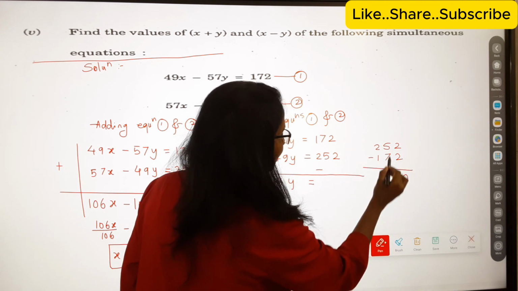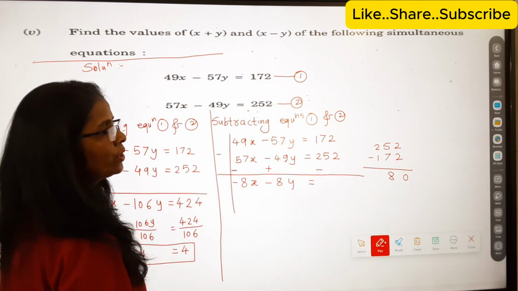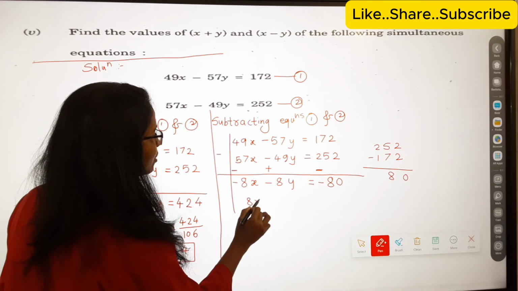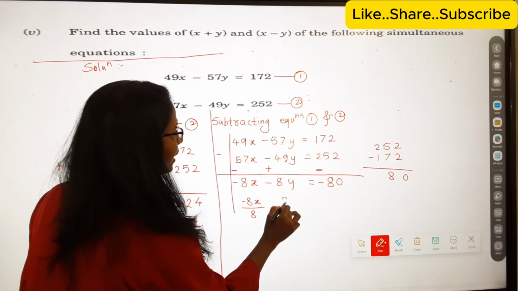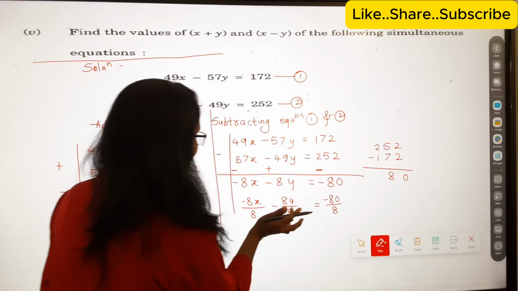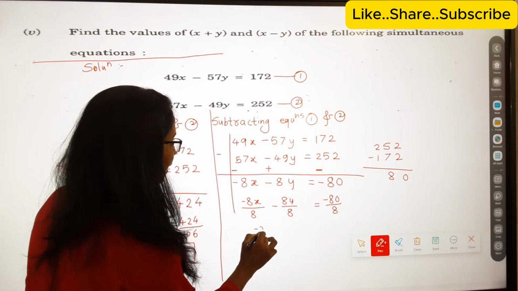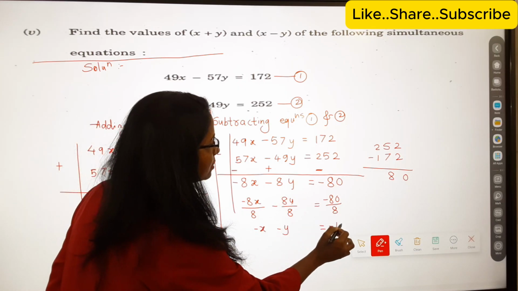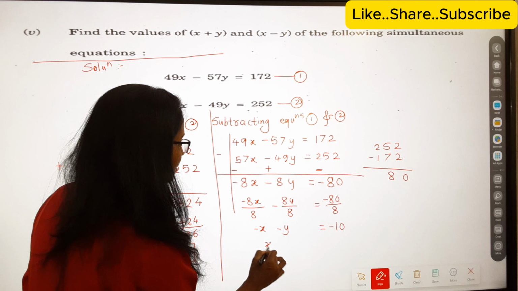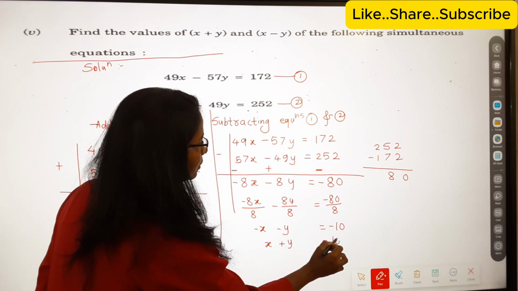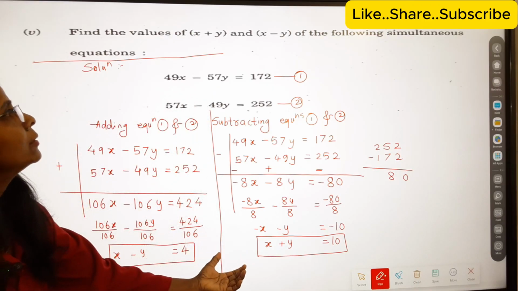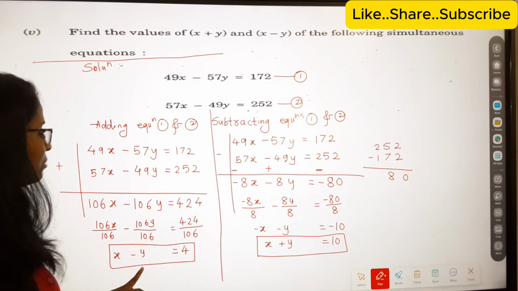That gives minus 80. Now we divide both sides by 8: minus 8x minus 8y upon 8 is equal to minus 80 upon 8. So minus (x plus y) is equal to minus 10. Changing the sign of each term, x plus y is equal to 10. So this is our final answer. Students, we have both answers: x plus y is equal to 10 and x minus y is equal to 4.